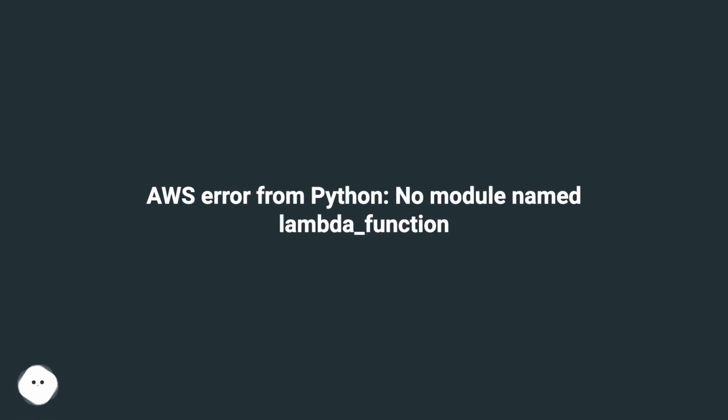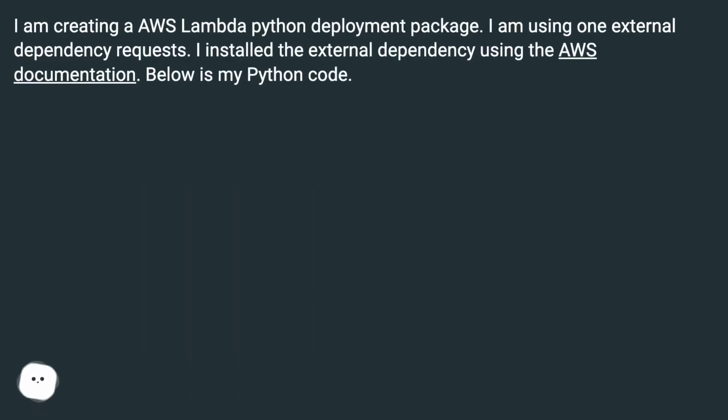AWS error from Python: no module named lambda_function. I am creating an AWS Lambda Python deployment package. I am using one external dependency, requests. I installed the external dependency using the AWS documentation. Below is my Python code.